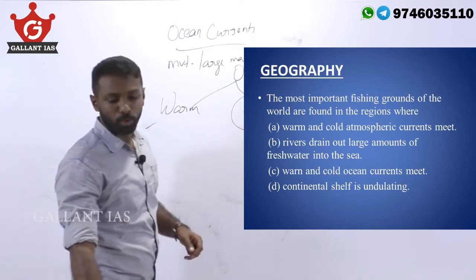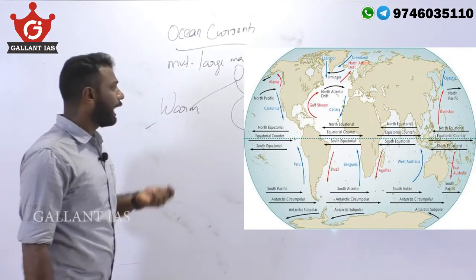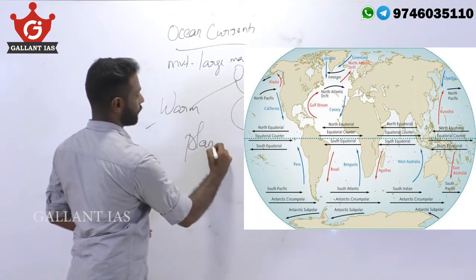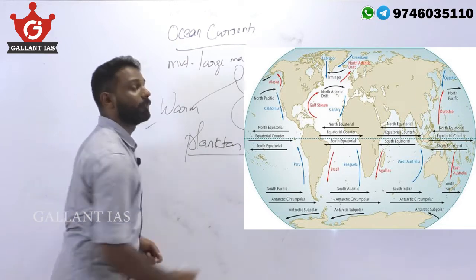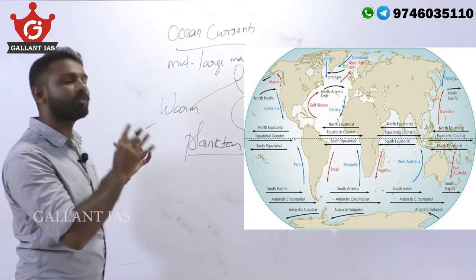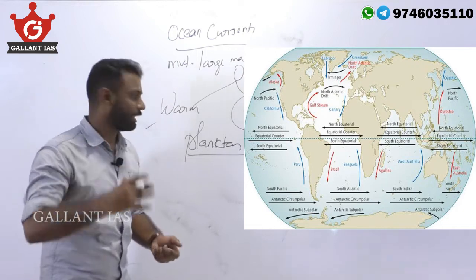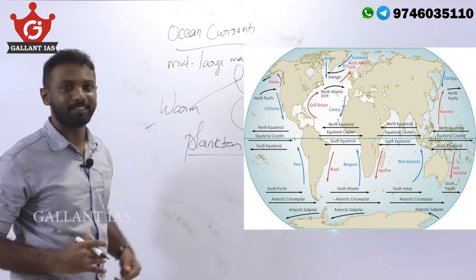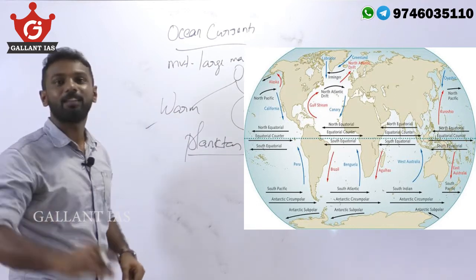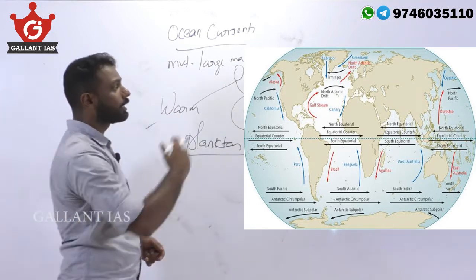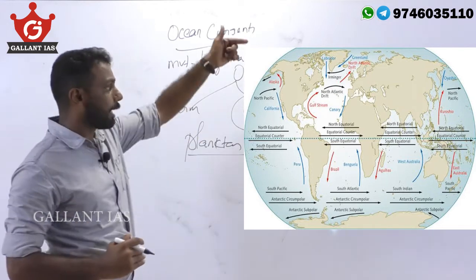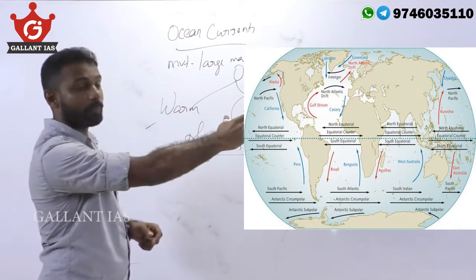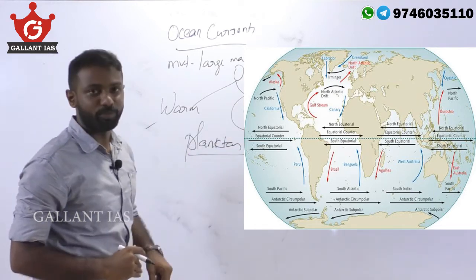And when the warm and cold ocean currents meet, that temperature is ideal for the growth of plankton, which is food for fishes. So when the warm ocean current and cold ocean current meet, plankton flourish. And at that place, the growth of fish also increases. So these locations are ideal for fishing. For example, when the Gulf Stream, which is a warm current, meets the Labrador current, which is a cold current, that place called Newfoundland on the coast of USA is ideal for fishing.